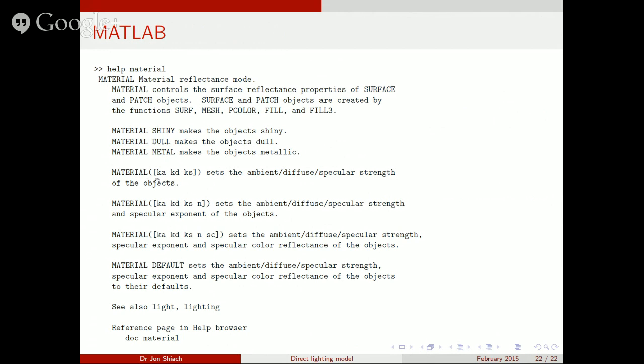So material Ka, Kd, Ks, these are your coefficients for ambient, diffuse, and specular. If you want a bit more control over your specular, you can set the specular exponent, N. So these come directly from Phong's lighting. And there's specular color reflectance. I don't really know what that means. The way I generated all those teapot images was using these commands, with different values of Ka, Kd, and Ks. So that's what you can do. Like I say, it's not something I'm going to ask you to apply in the assignment.